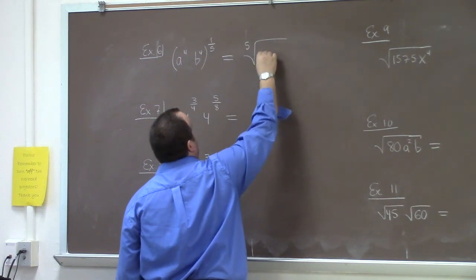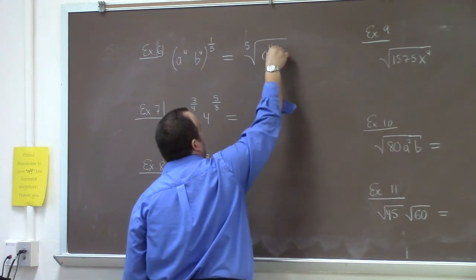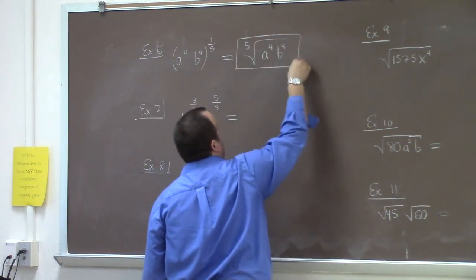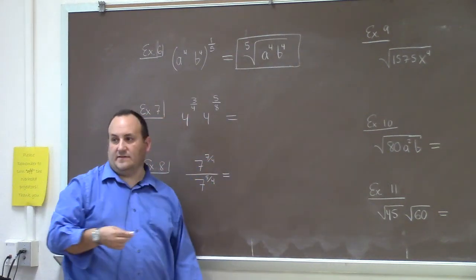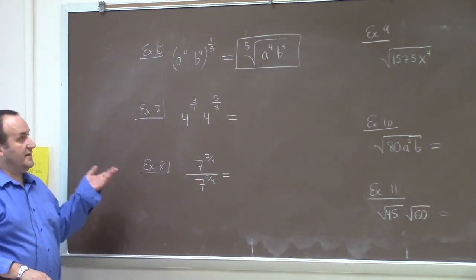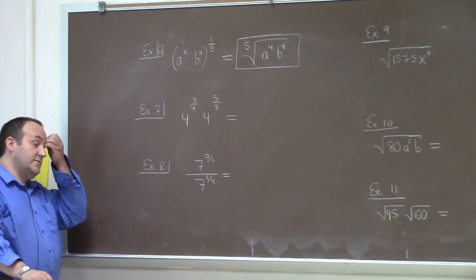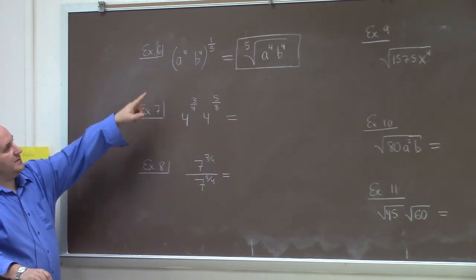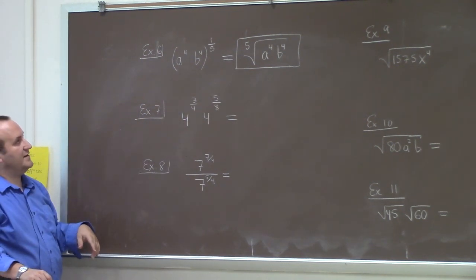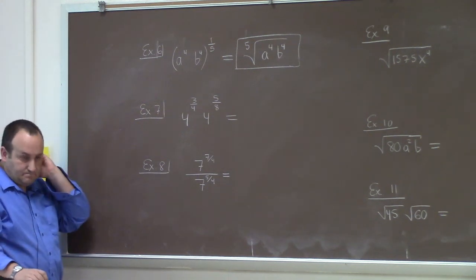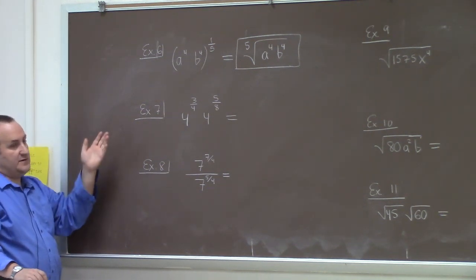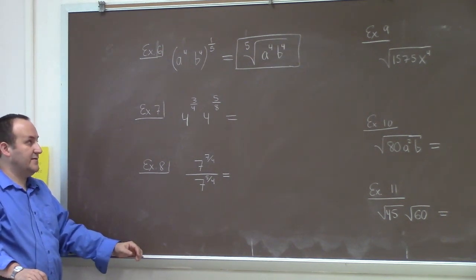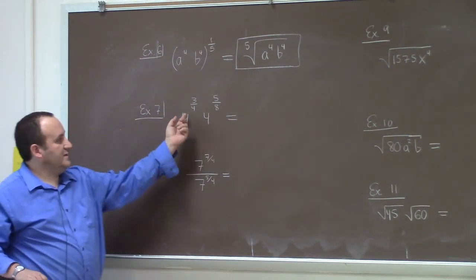So there you go. That is all there is to this one, because you're just asked to rewrite the expression. You guys got to stop talking. I can't hear myself. So the fifth root of a to the fourth b to the fourth is a to the fourth b to the fourth raised to the 1/5 power, and that's all there is to it. That's what the question asked, for us to rewrite it not using fractional exponents. So there you have it. Now this one, we're supposed to simplify this. So what are you going to do?